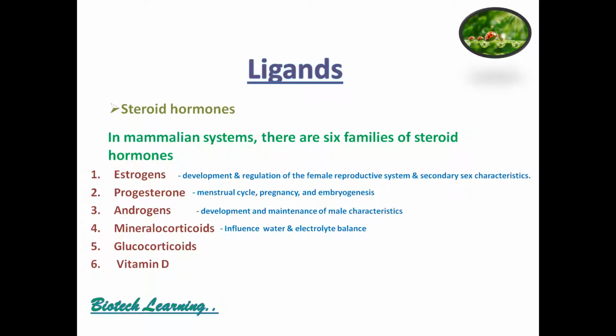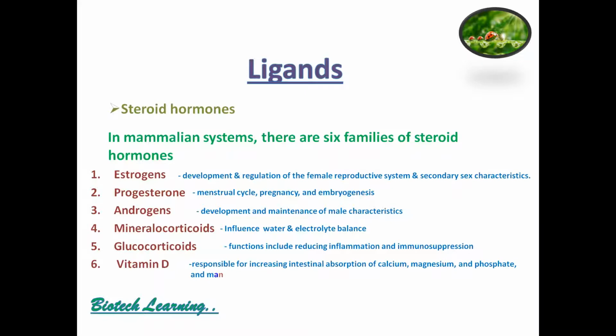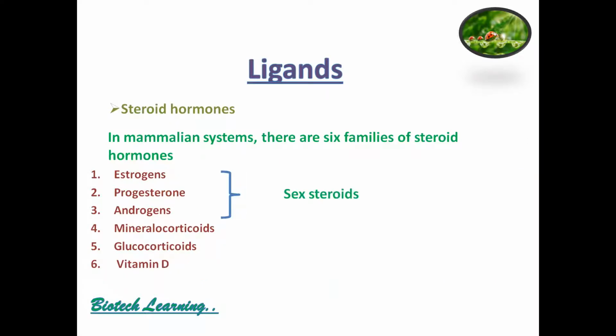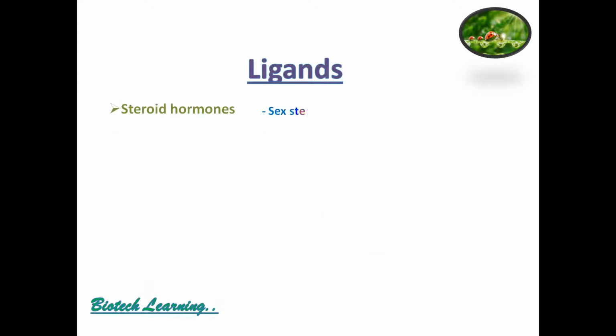Mineralocorticoids influence the water and electrolyte balance in the body. Glucocorticoids' functions include reducing inflammation and immunosuppression. Vitamin D is responsible for increasing intestinal absorption of calcium, magnesium, phosphate, and many other biological effects. So the first 3 are commonly called sex steroids, and the other 2 are called corticosteroids. These are mainly produced by gonads and adrenal gland. So we have seen the first type of ligand, that is steroid hormones.